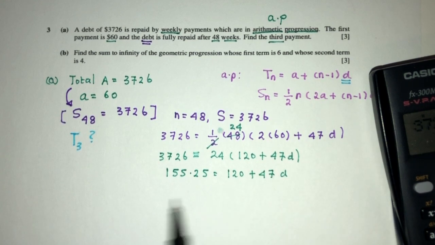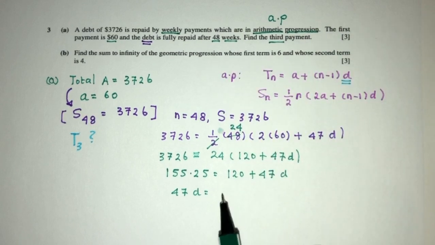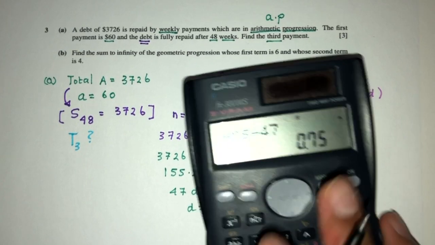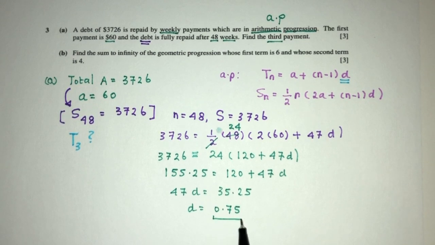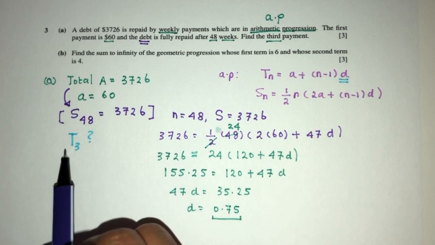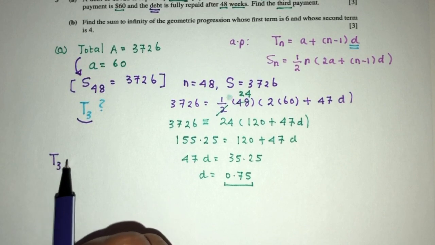Now minus, obviously, so 47d is equal to this minus 120, that will give you 35.25. So d will be what? This divided by 47 will give you 0.75. Okay, so d will be 0.75. So now we have the value of d, we can use that to go find the value of the third term. So the third term according to the question should be what?